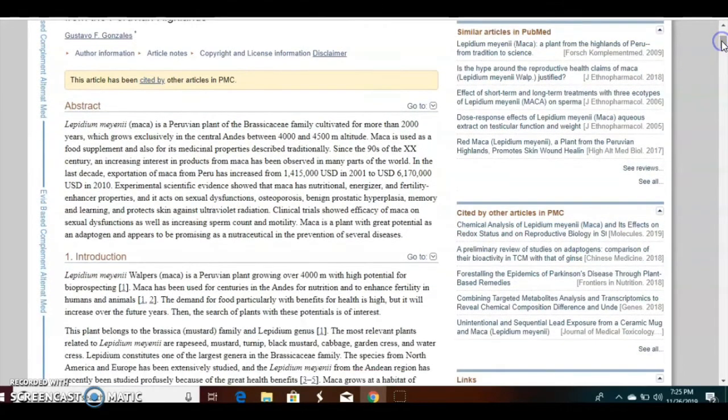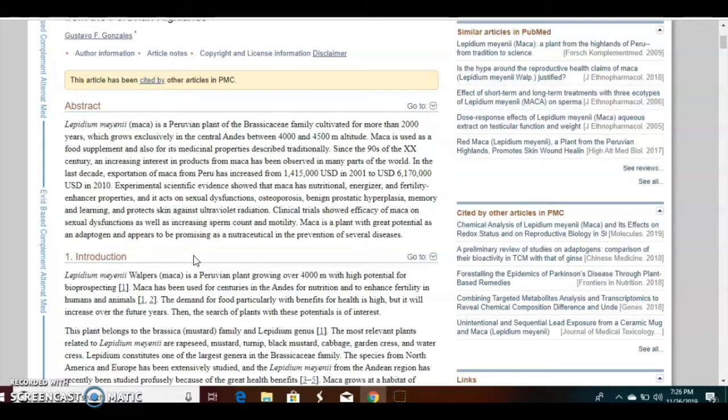It says, maca is a Peruvian plant that has been cultivated for more than 2,000 years, which grows exclusively in the central Andes. It is used as a food supplement and also for its medicinal properties described traditionally. I'm going to jump down. It says, experimental scientific evidence showed that maca has nutritional, energizer, and fertility enhancer properties. And it acts on sexual dysfunctions, osteoporosis, benign prostatic hyperplasia, memory and learning, and protects skin against ultraviolet radiation.